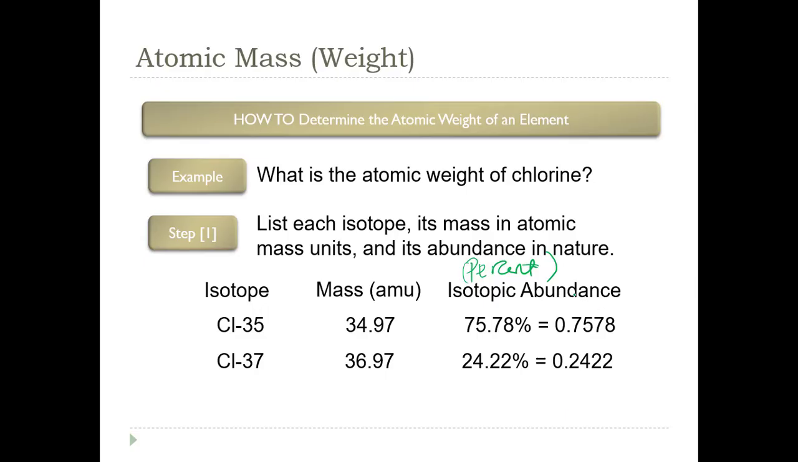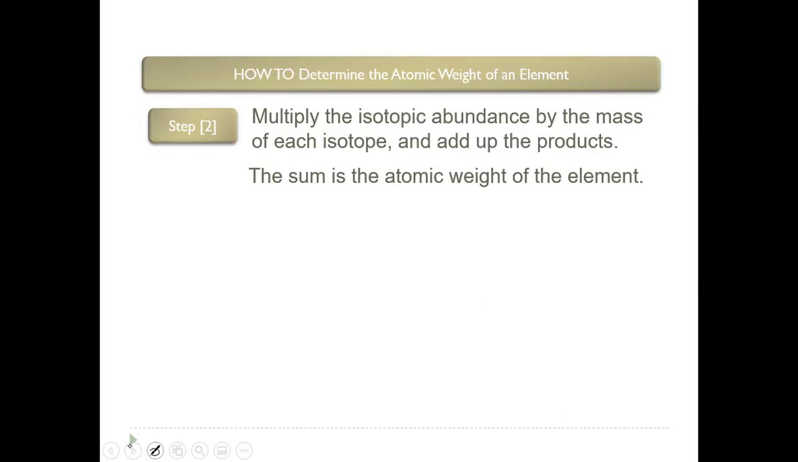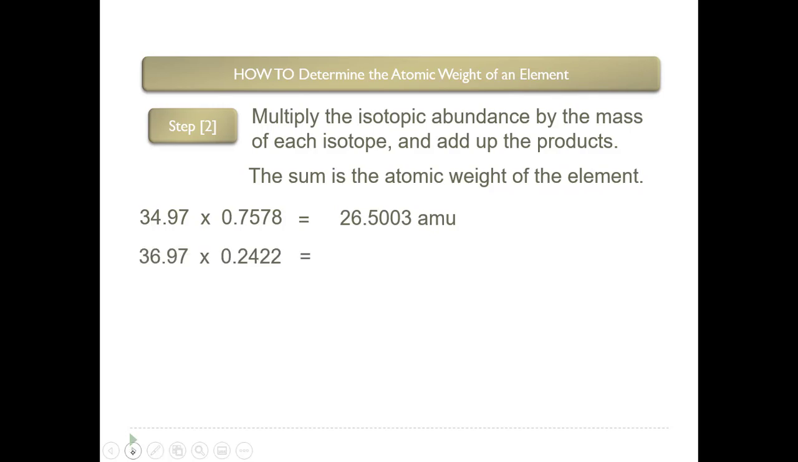And then you multiply the mass of the first isotope times its percent as a fraction or a decimal, and then you do the same for the other isotope and add those together, and that gives you the atomic mass or atomic weight of chlorine. And this is what you would find on the periodic table.